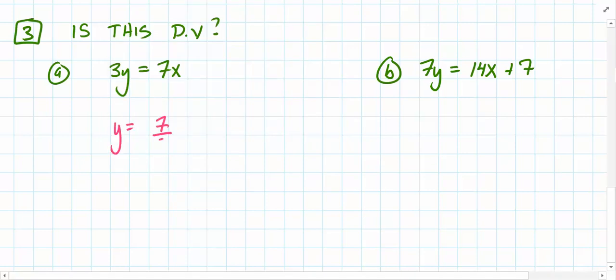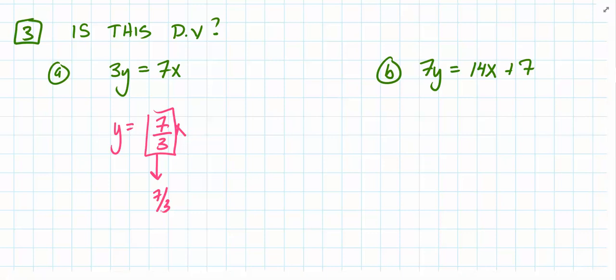Yep, so if we divide by 3 on both sides, we would see y is 7/3 x. Sorry, that should be an x, by the way. Okay, so that means that the constant of variation in this case is 7/3. So it has the proper form, it has the proper structure of direct variation. Is that what I'm hearing?